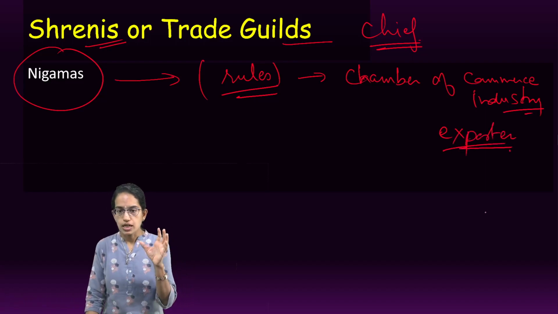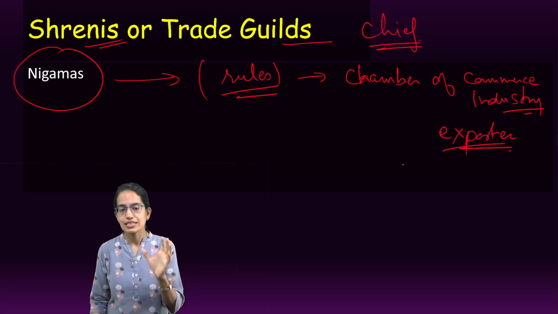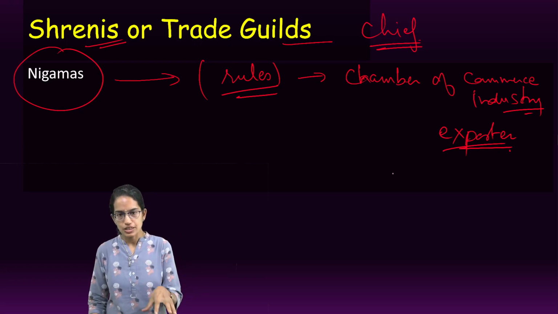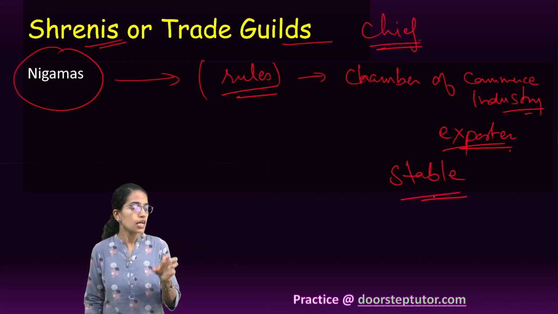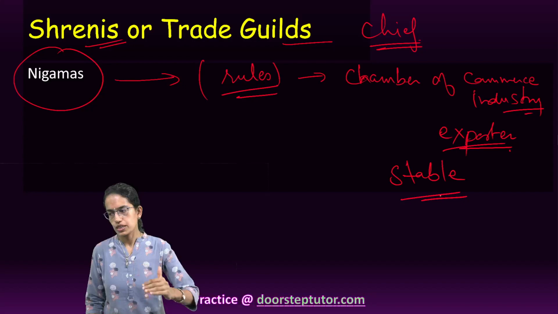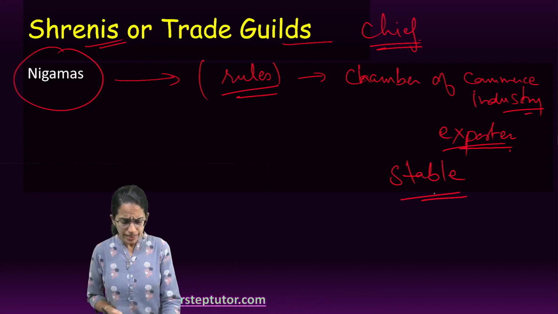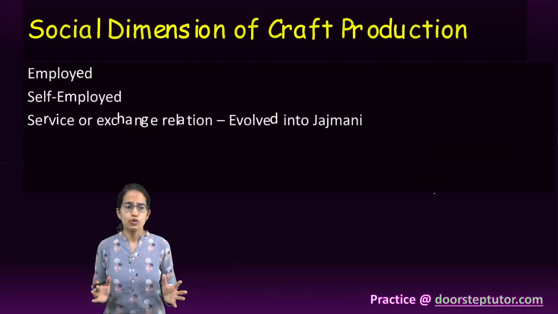So these Shrenis and the trade guilds were considered as stationary organizations, stable organizations, and the persons who were part of these Shrenis were considered well reputed in the society. It had a huge number of members which were part of it.